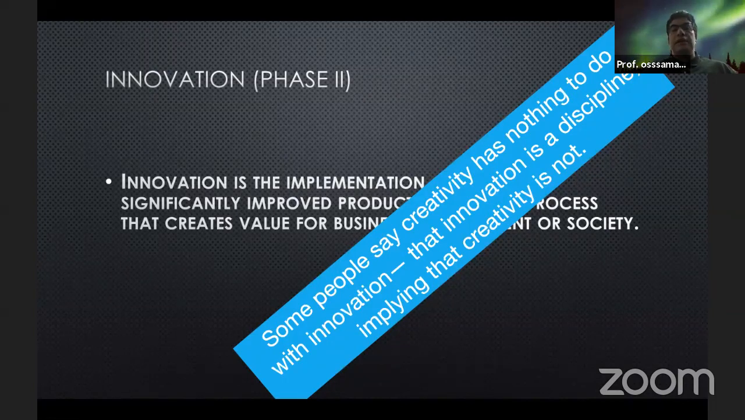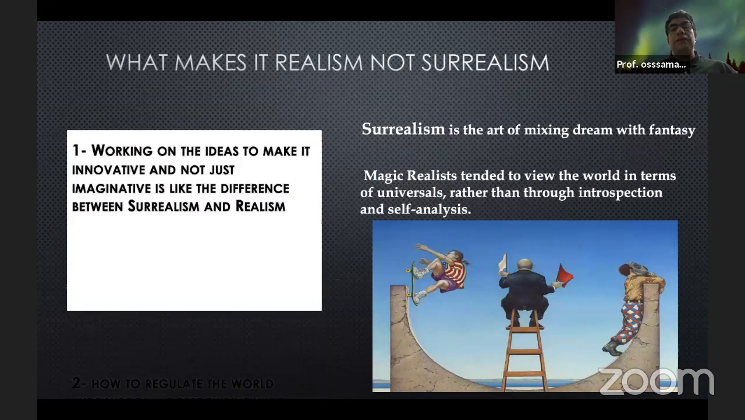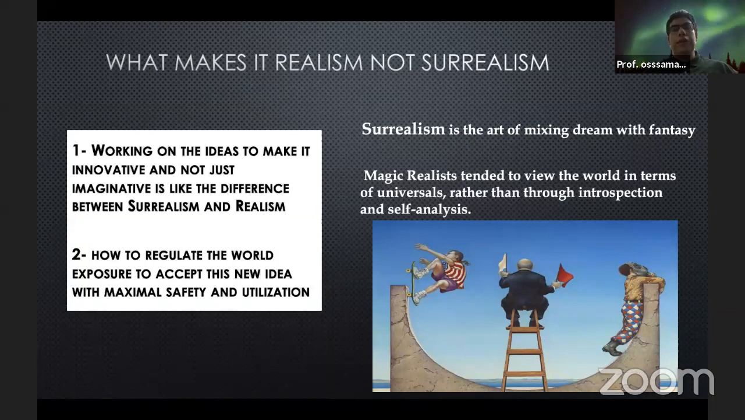That means that innovation has a system and has a target to maximize the benefit for a large number of people around the world. And this is the difference between surrealism and realism. Working on the idea to make it innovative and not just imaginative is like the difference between surrealism and realism, and how to regulate the world's exposure to accept this new idea with maximal safety and utilization are the main pillars making the difference between surrealism and realism.